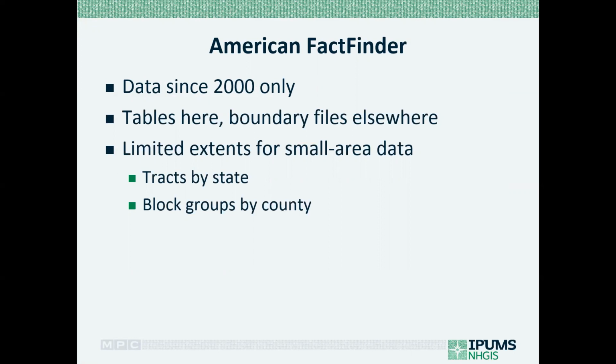FactFinder does not make it easy to do nationwide or large regional analysis of small area data. Like I just showed you with the 1940 tract data, I was able to get the entire nation's worth of data in one request. With American FactFinder, you can only select tracts by state and block groups by county. If you want block groups for the entire nation, you would have to select block groups by each of those counties. And maybe most importantly, there is no block data whatsoever available through FactFinder.